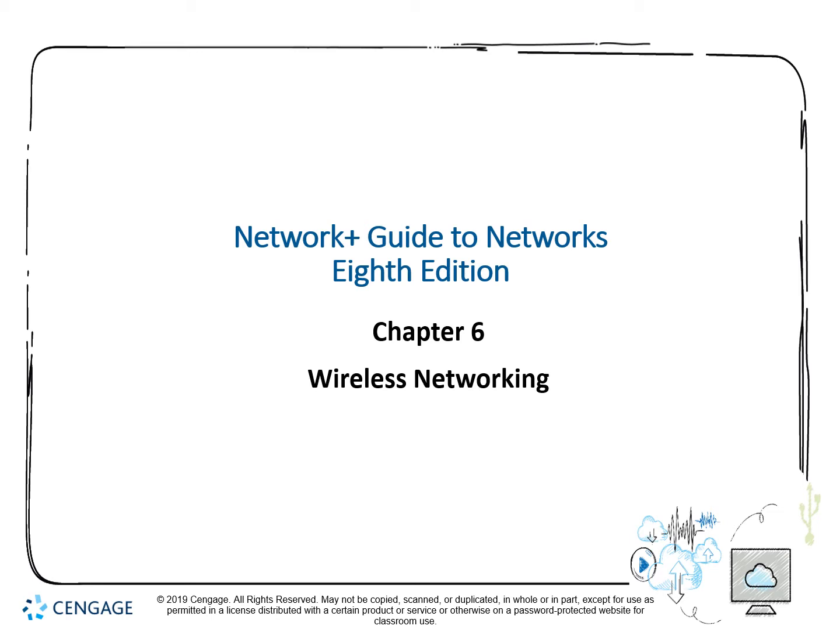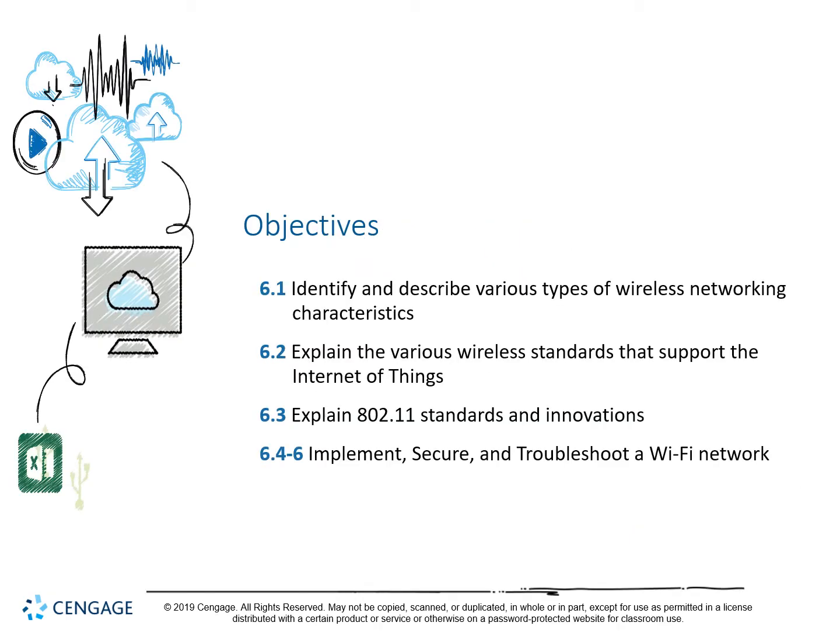Mr. Armkey back with you for CTI 120, and today we're going to talk about Chapter 6, Wireless Networking. Our objectives for Chapter 6 are to identify and describe some different types of wireless networking characteristics, some of the various wireless standards that support the IoT, or Internet of Things. We're going to look at some 802.11 standards and innovations, and we're going to look at how to implement, secure, and troubleshoot a wireless network.